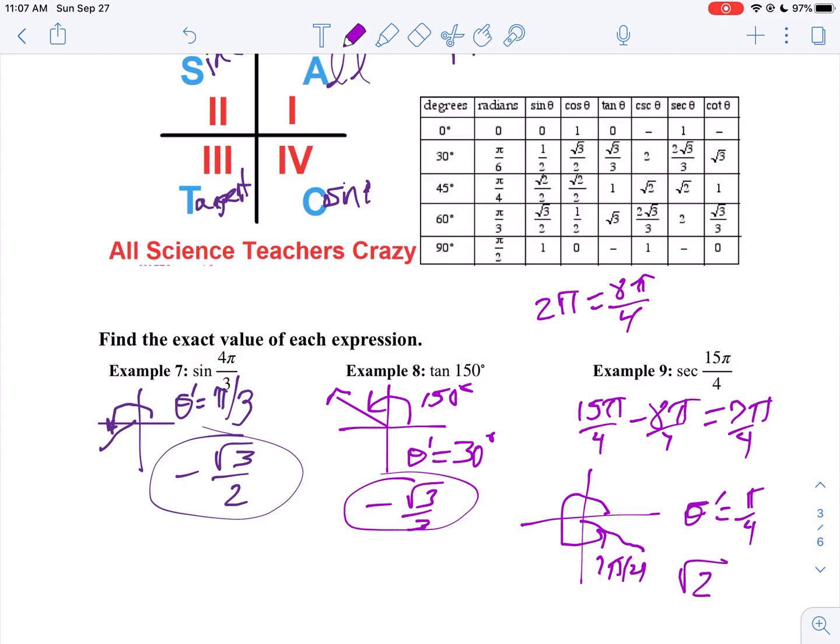Now, secant is the reciprocal of cosine. So when I look at my mnemonic device, cosine is positive in the fourth quadrant. So the square root of 2 is going to be positive, and there's your answer. So you got the square root of 2 for that one exactly.